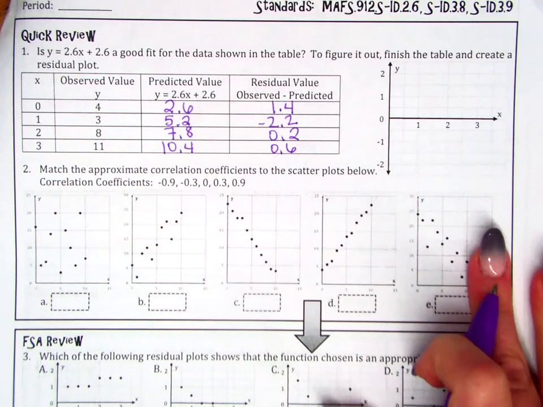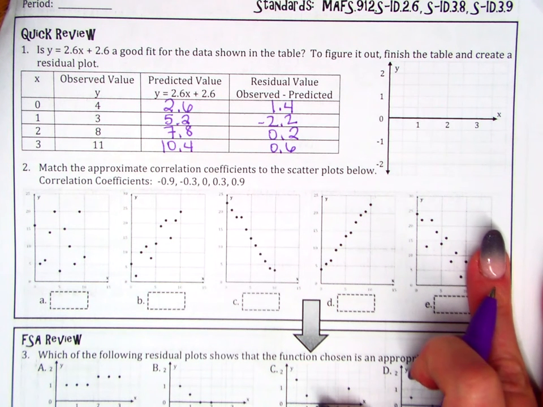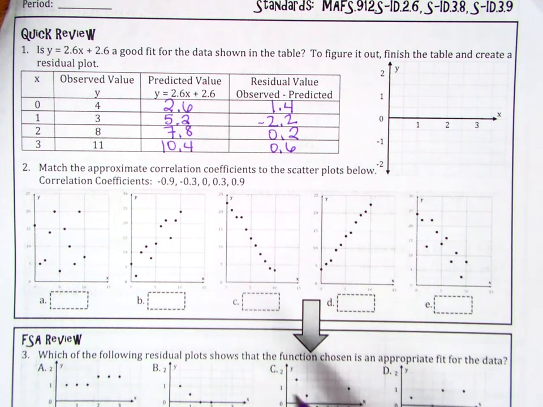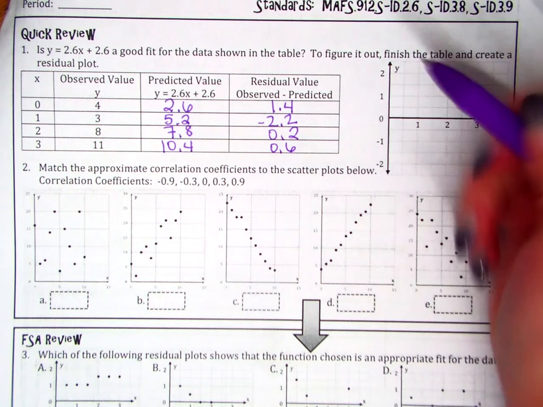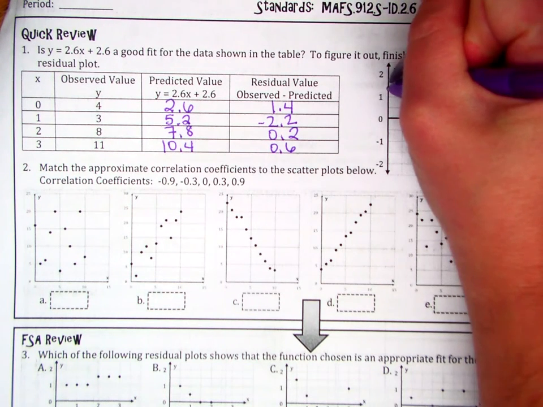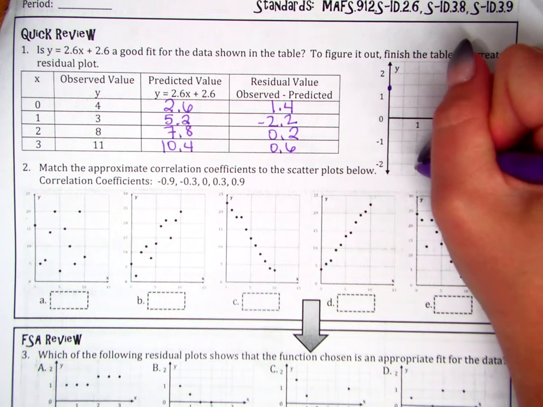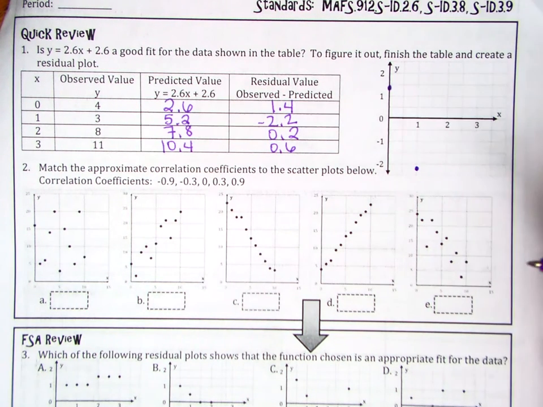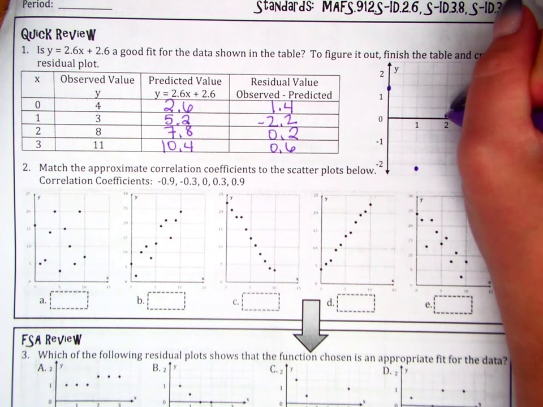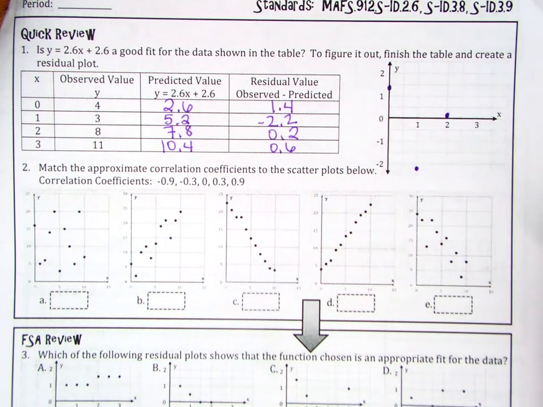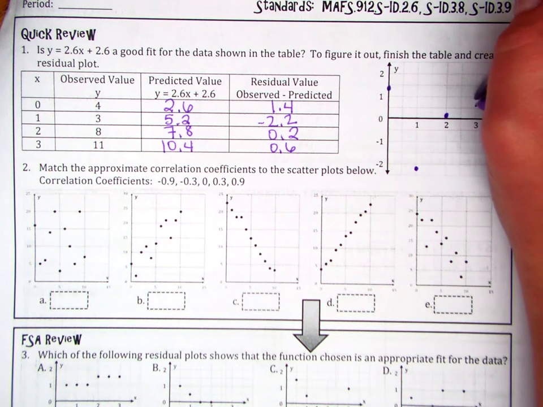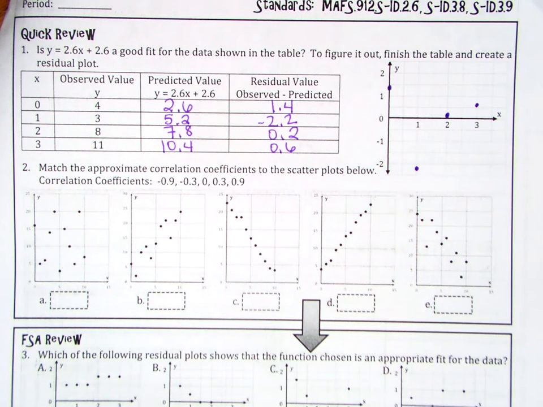So I'm going to go over to my residual plot, and I'm going to plot. So when I look at 0, 0 has a residual of 1.4, so it's going to go right about there. 1 has a residual of negative 2.2, so we're down here. 2 has a residual of 0.2. And 3 has a residual of 0.6, so I'm right above. So there's my residual plot.